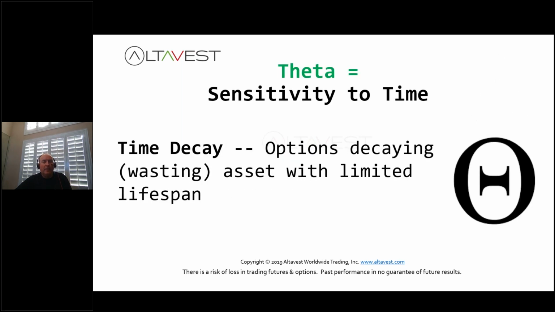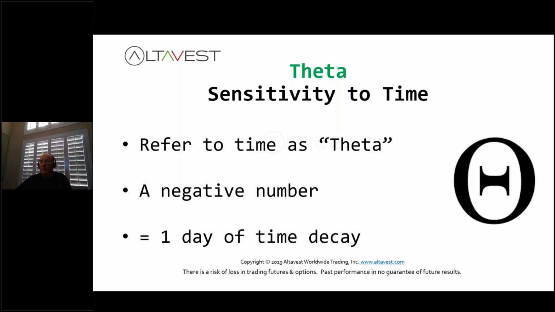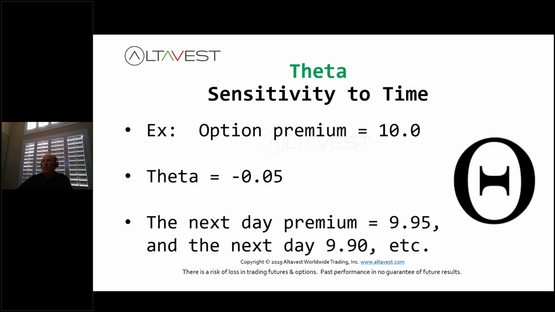And theta, here's the other thing we need to look at. That's sensitivity to time. And really, it's a function of time decay, meaning every option has limited life. And you refer to that time as theta. It's a negative number. It equals 1 day of time decay. So if an option's at 10 points and theta is negative 0.05, the next day the premium is 9.95. The next day after that it slips to 9.90, and so on and so forth.